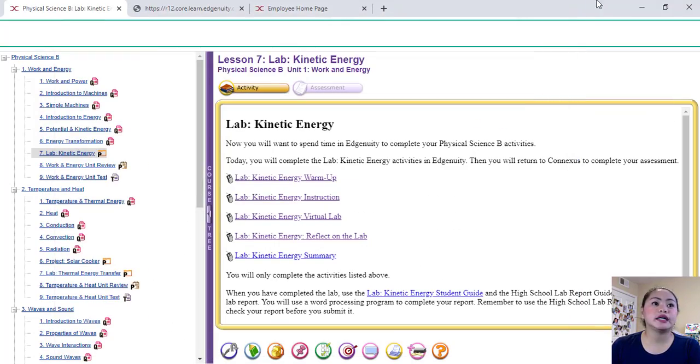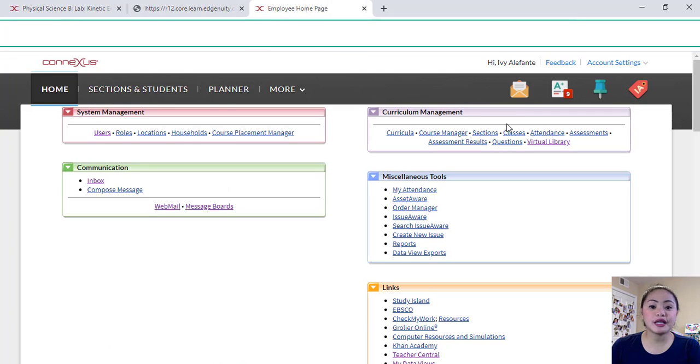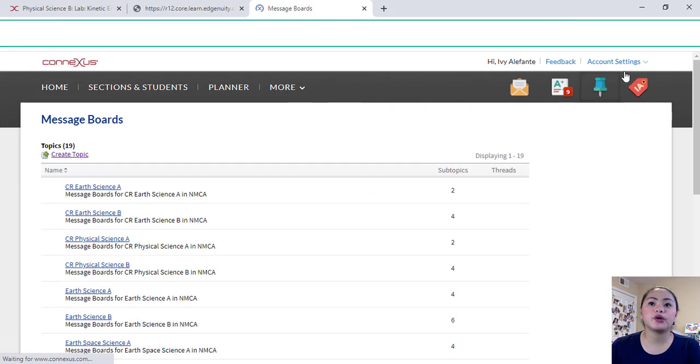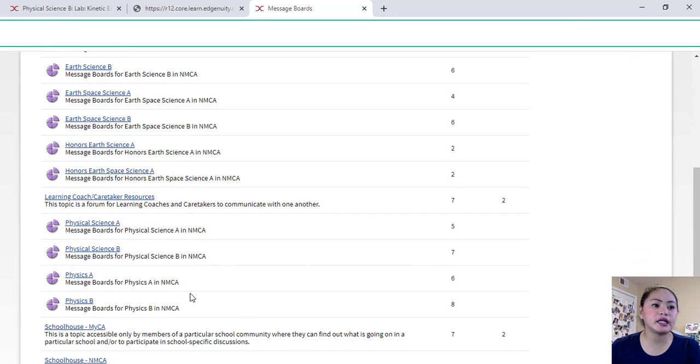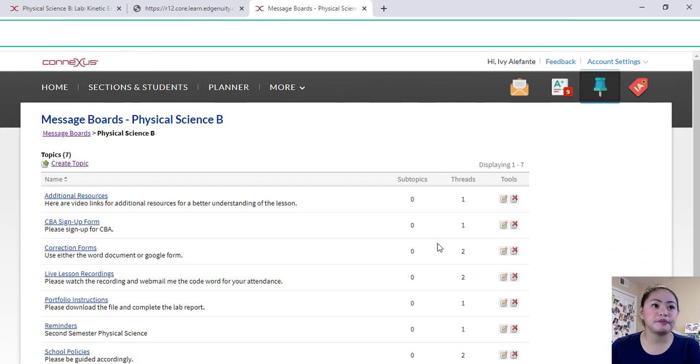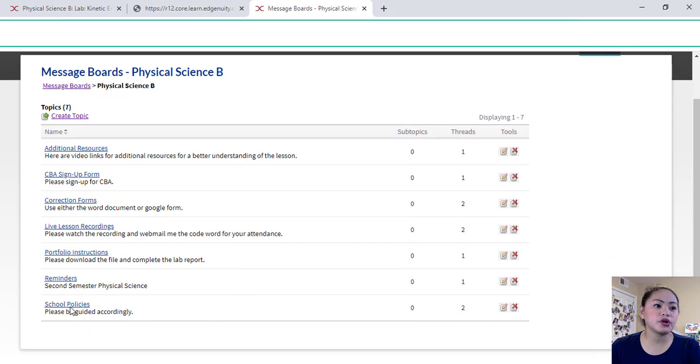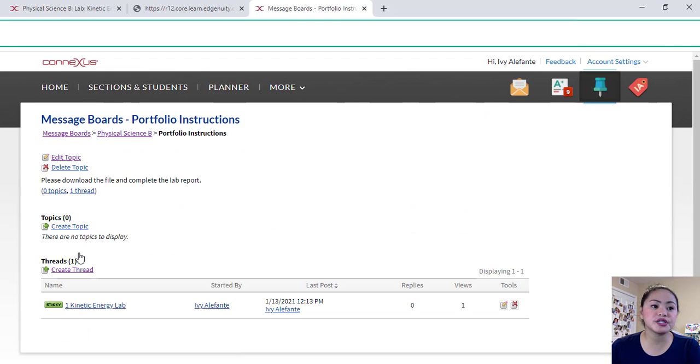So what I did is I posted it on the message board. This portion is intended for new students, so just bear with me real quick. When you open your message board, click on Physical Science B, and then open Portfolio Instructions. As you can see here, I have a kinetic energy lab. We will have more lists as we go. For this semester, you are going to have 2 projects.